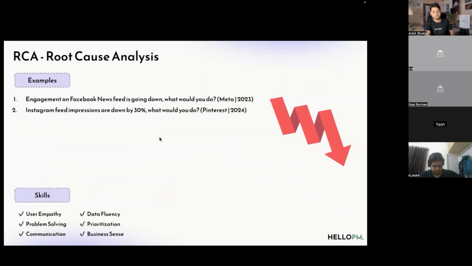Now let's talk about the third kind of questions, which is root cause analysis. Okay. Root cause analysis questions are also one of the most important questions that are asked in interviews, and not only in interviews. In your life as a product manager, you are going to face these kind of questions.